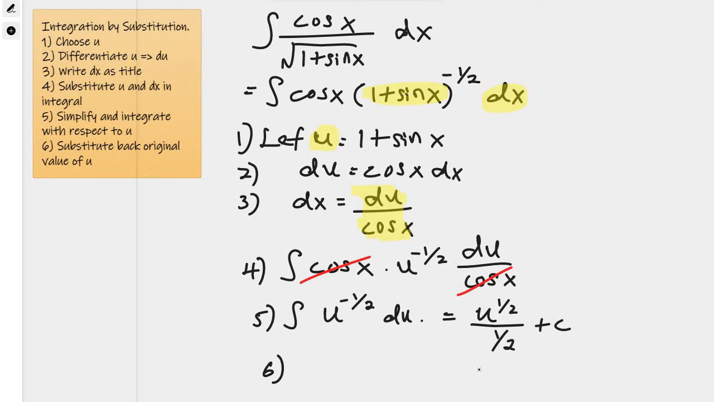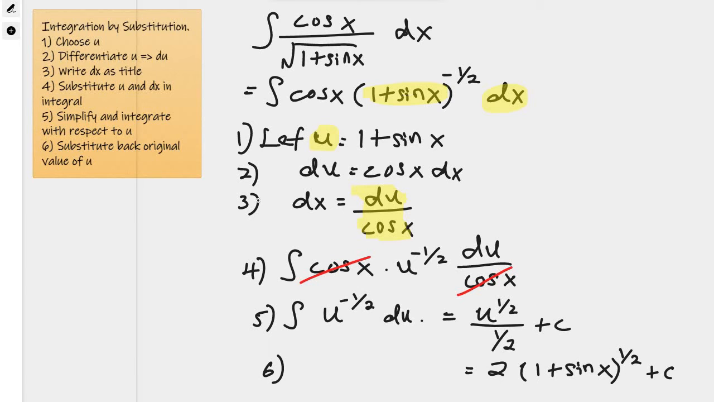Therefore, for the last answer, substitute back the u value and change this one. Instead of dividing by half here, you change to multiplication. So when you change to multiplication, this one will become 2 over 1, which is just 2. So it's 2 multiplied by u, which is 1 plus sine x to the power of half. Or you can change this one to be the square root. So you can rewrite as 2 square root of 1 plus sine x plus c also. Okay, so this is the answer for the second example.